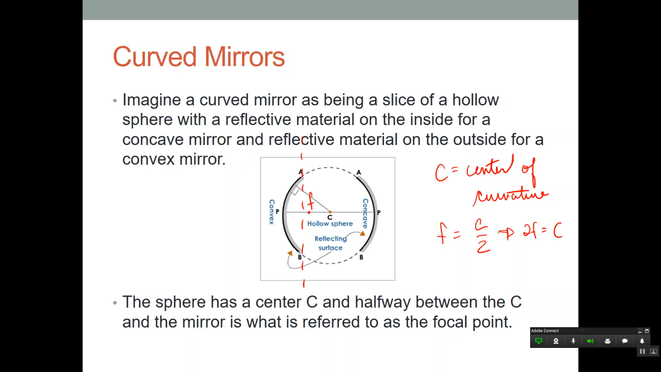So it works the same way. Here, if the shiny part was on the outside, would it be a convex or concave mirror? Convex. And if the shiny part was on the inside of this sphere, we would call that concave. But the focal point is calculated the same way. Make sense?